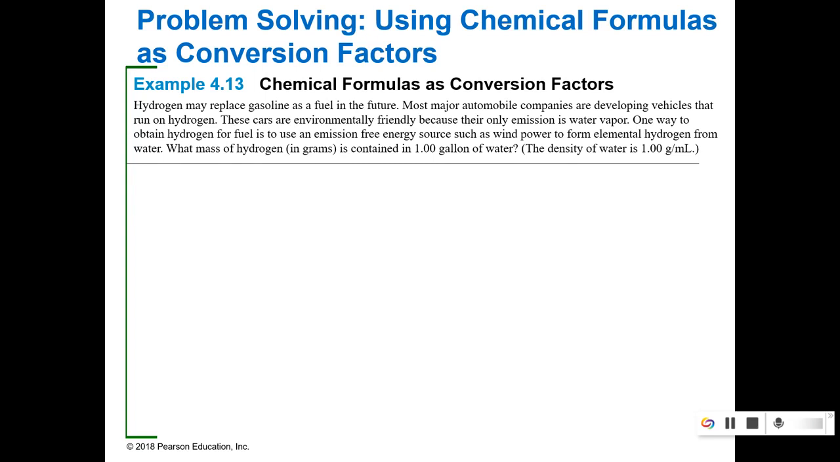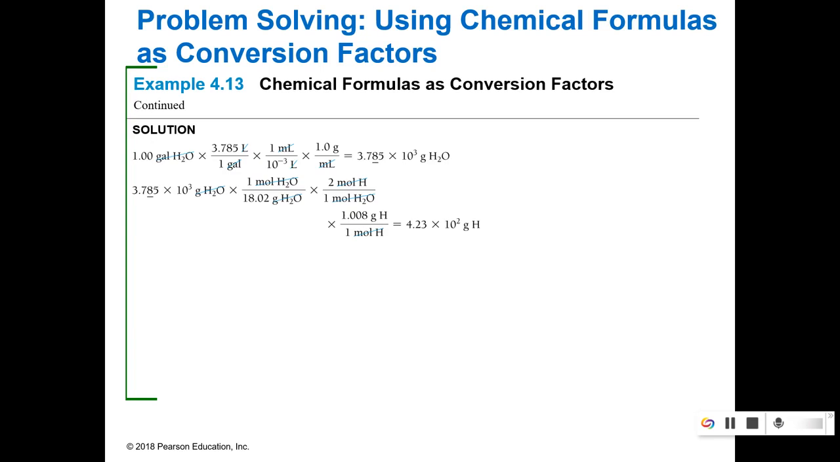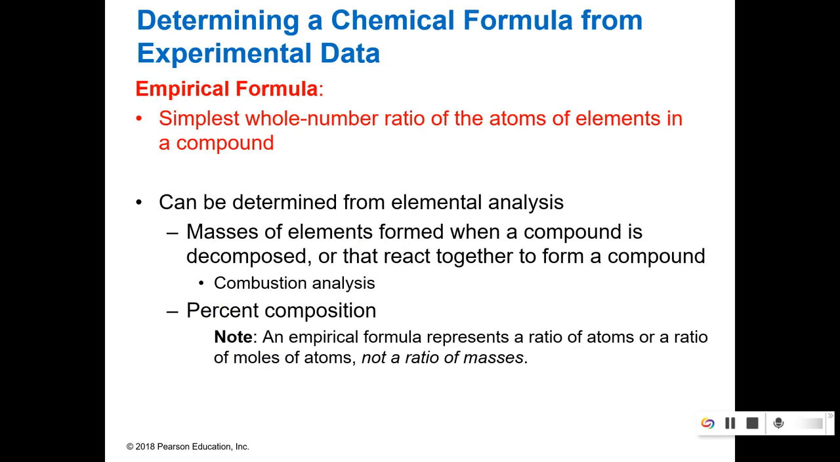Okay. We're not going to do this one. We're going to keep it going. There won't be any like that on the test or quiz. Really, we're going to revisit that in Chapter 7. Empirical formulas are the next calculation. So remember, these are the simplest whole number ratio of atoms in a compound.